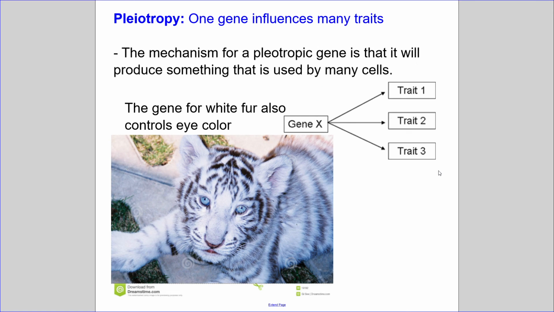Okay, our last major method of genetic inheritance is called pleiotropy. This is when one gene influences many traits. It's kind of the opposite of polygenic. The mechanism for a pleiotropic gene is that it will produce something that is used by many cells. For example, the gene for white fur also controls eye color, which is why this Siberian looking tiger has blue eyes. It's like this one gene that gets created is going to be used for this trait, and this trait. And that's pleiotropy.